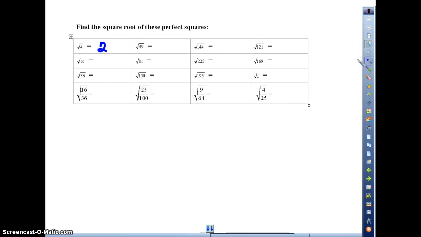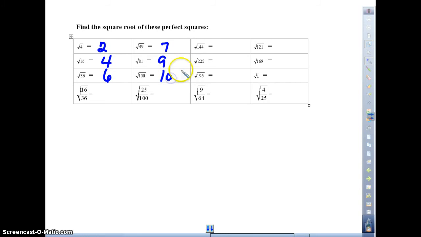The square root of 16, what number times itself gives you 16? Yeah, why don't you guys finish filling this out? I'll pause the video here. You finish filling it out. Okay, 7 times 7 is 49. Let's see, 9 times 9 is 81. 10 times 10 is 100.